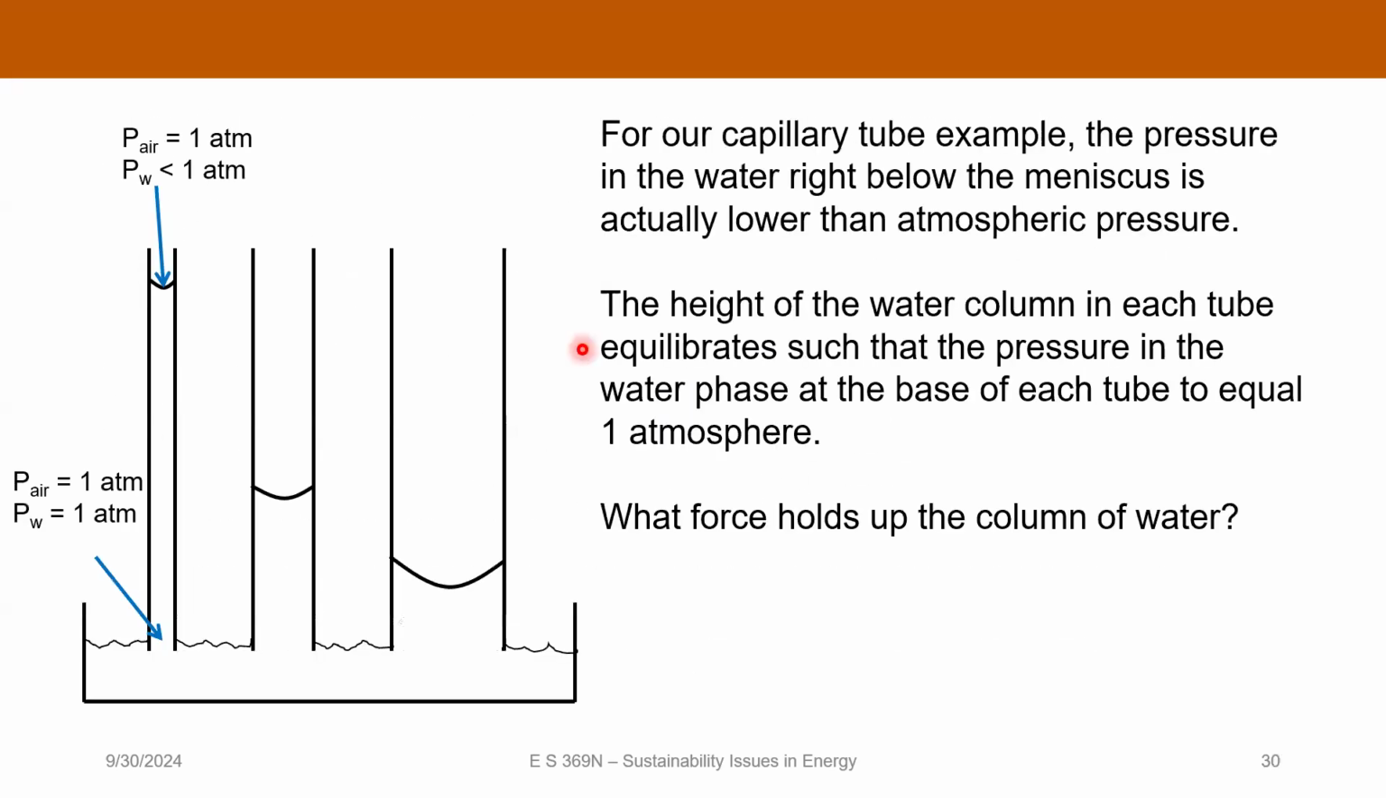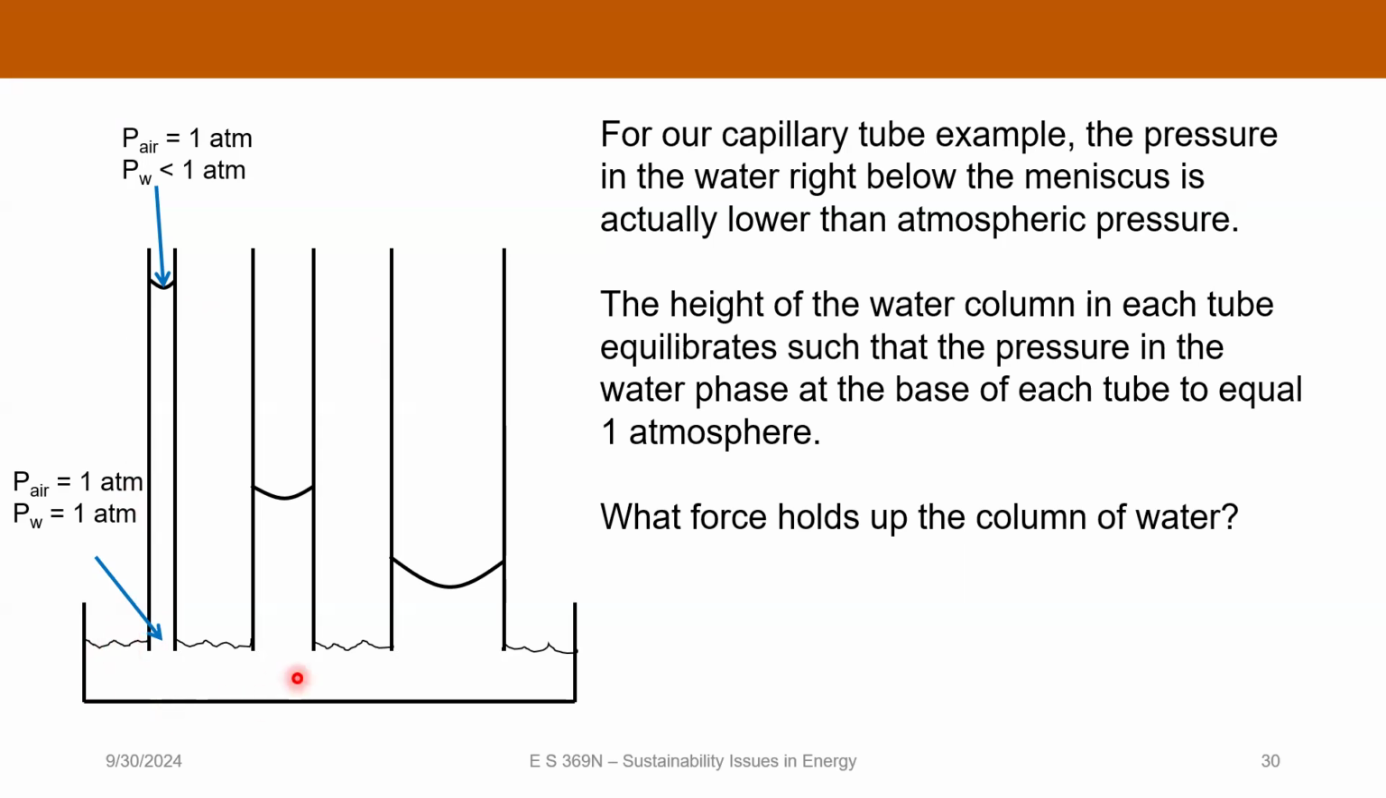So if we go back to our capillary tubes, what that means is that at the bottom of this tube, where we've got the contact between the air and the bulk water phase, the pressure in both phases is roughly equal to each other. It's 1 atmosphere in both cases. Okay, now I'm going to back up for a second.